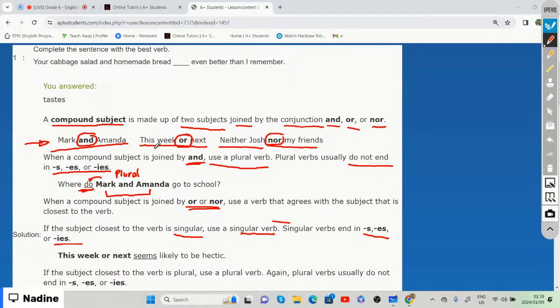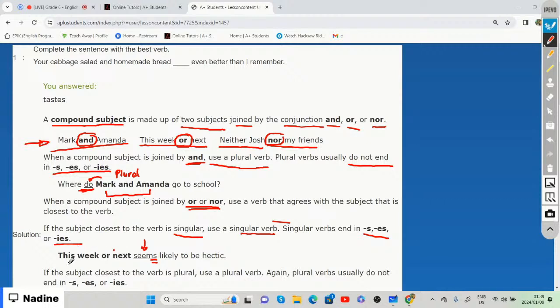So for example, we're going to say, this week or next seems likely to be hectic. So this week or next seems likely to be hectic. Which means that this is a singular verb, right?